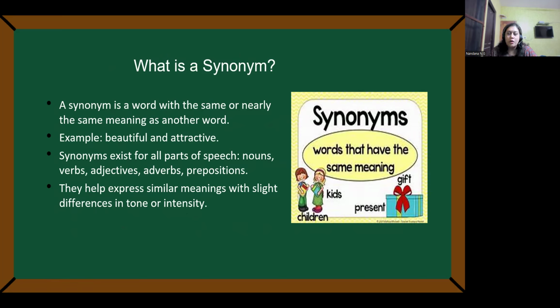Synonyms exist for all parts of speech: nouns, verbs, adjectives, adverbs, and prepositions. They help express similar meanings with slight differences in tone or intensity. For example, observe this image. Children can also be referred to as kids. Likewise, whatever presents you receive can also be known as a gift or present. So words which are similar in meaning are known as synonyms.